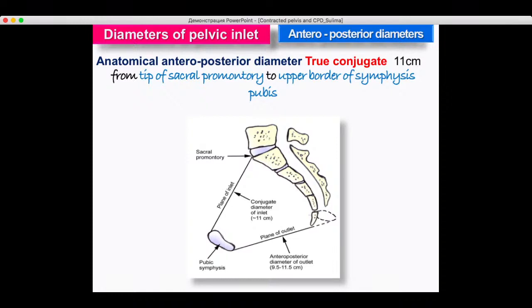Also, we have special obstetrical diameters: the anatomical anteroposterior diameter, or true conjugate. What does it mean? You can calculate it from the diagonal conjugate, or you can measure it from the tip of the sacral promontory to the upper body of the symphysis pubis. It's equal to 11 centimeters.